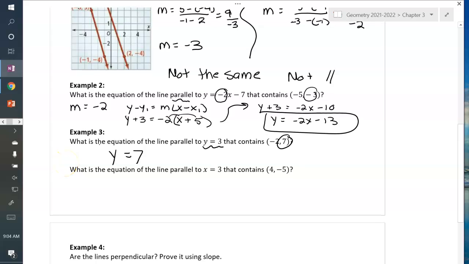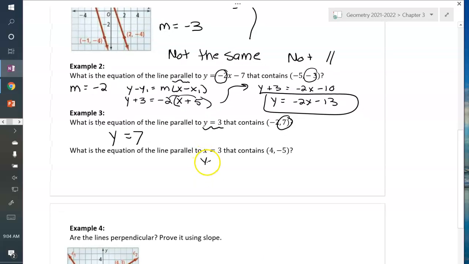Parallel to the line x equals 3. That one's vertical. Okay, we don't have a slope for that. Strictly speaking, slope for a vertical line is undefined. So to get the same slope, I have to be vertical as well. So I'm going to use an x equals. Grab your x coordinate, that's the 4, x equals 4.